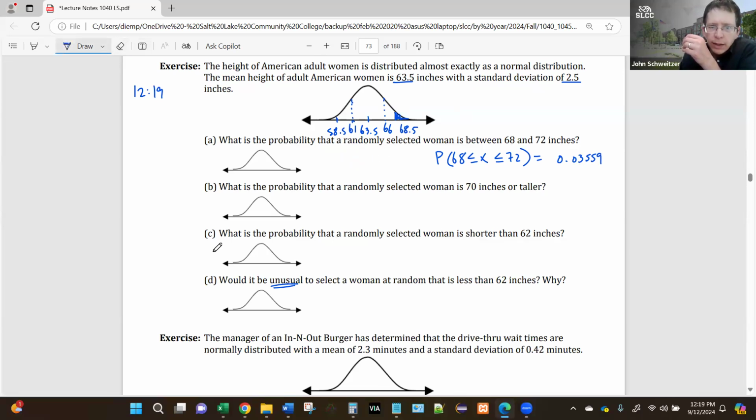It is possible, but not super likely. What's the probability that you randomly select a female who's 70 inches or taller? Anybody get that one? Where is 70 inches? 70 inches is way out here in the right tail of the distribution. So it can happen, but not very likely. Great, yeah, it's 0.0047. So if you shade that region, you can barely even see it. It's very small. So x greater than or equal to 70. It's less than 1%.